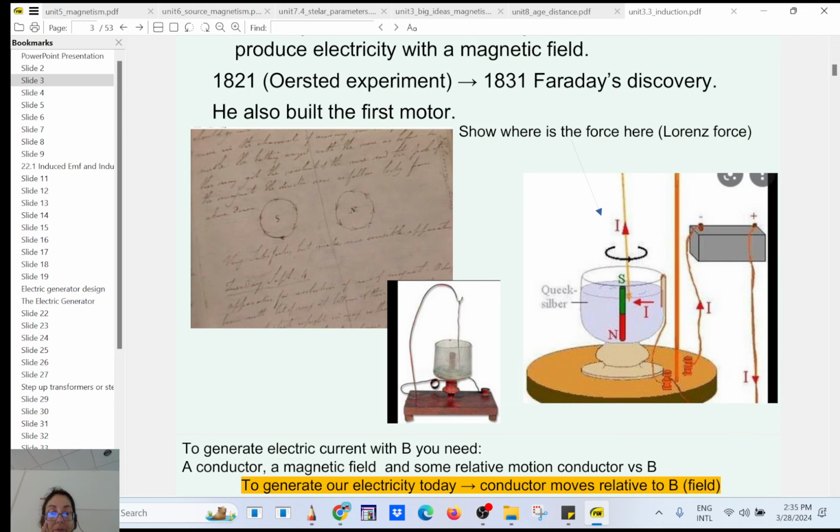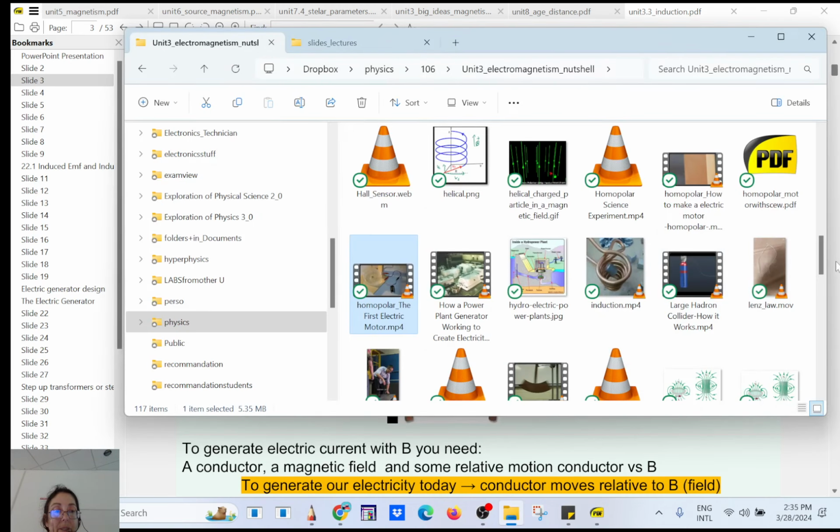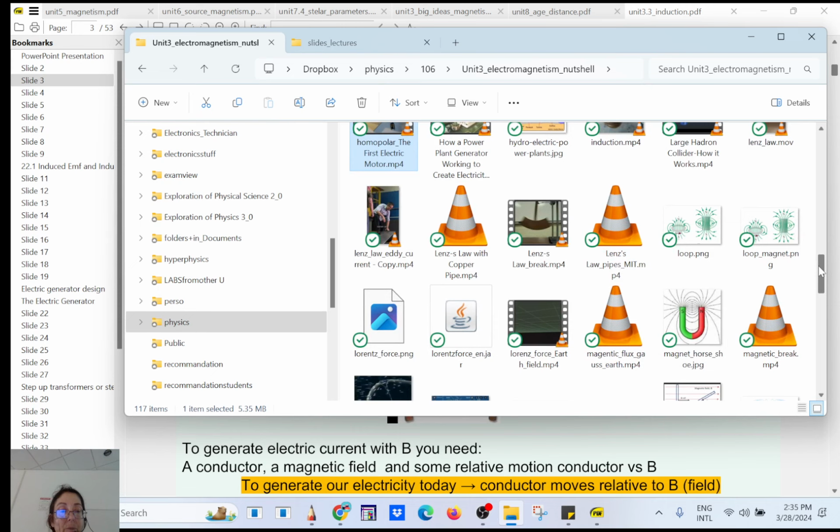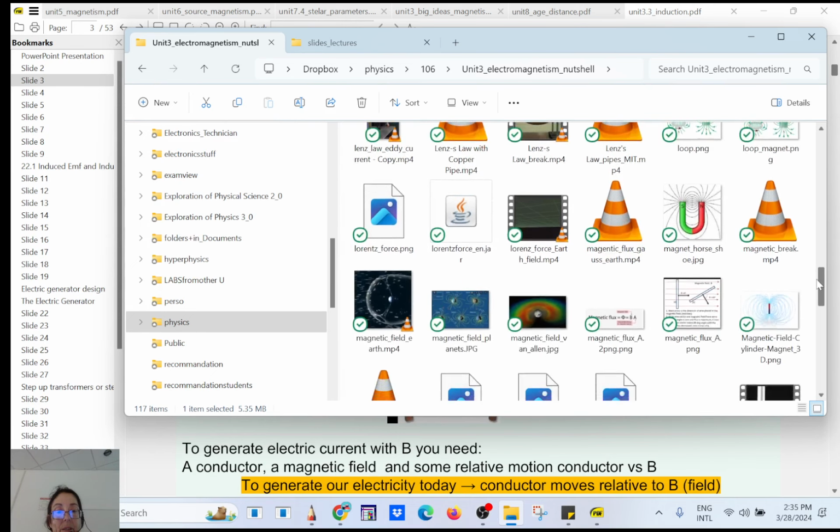Okay, and the other thing I forgot to show you, so that's why we don't have a pop quiz, because I wanted to show you so many things.